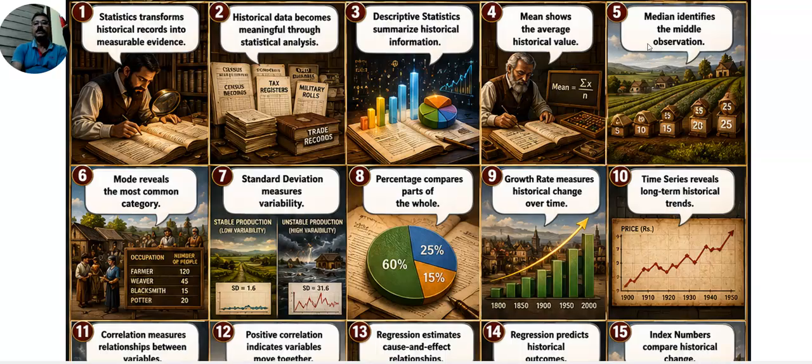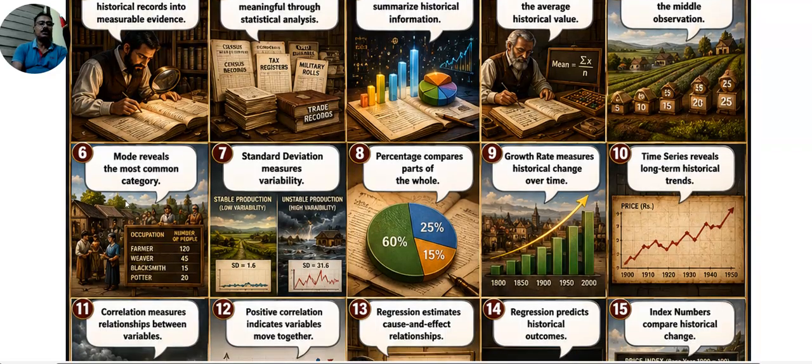Another important term used in descriptive statistics, especially among the measures of central tendency, is the median, which identifies the middle observation. The mode reveals the most common category. For example, in a particular village, if there are 120 farmers, 45 weavers, 15 blacksmiths, and 20 potters, we can say the maximum number are farmers in that village. So the mode is the category with the highest frequency.